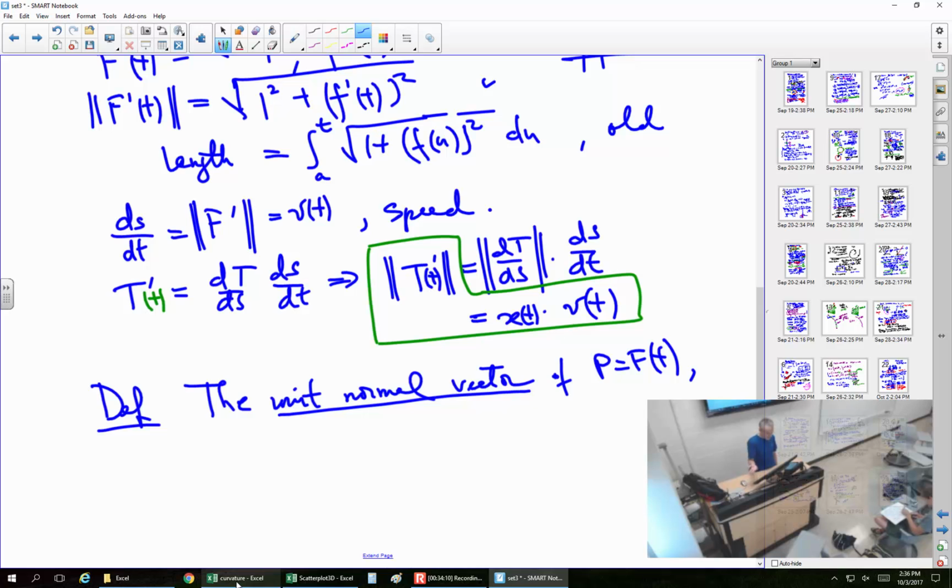Once again, what we just discussed: remember that T is a unit vector, which means that its derivative will be perpendicular to it. So T prime will be a normal vector. T prime is a normal vector, except it's not a unit vector. So if you wanted nothing but direction towards the center of that circle, you divide by its magnitude.